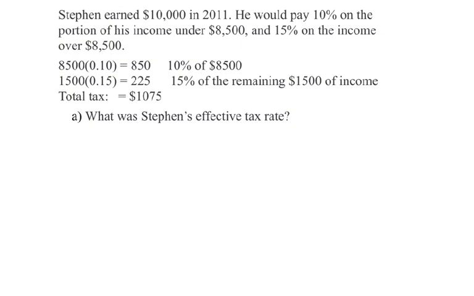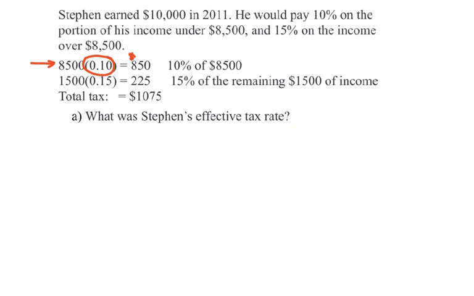So Stephen earned $10,000 in 2011. He's going to pay 10% on the portion of his income that's under $8,500. And so the other portion of his income is going to be taxed at 15%. And so we can see here that the first $8,500 he earned is taxed at a 10% rate, and that comes to $850.